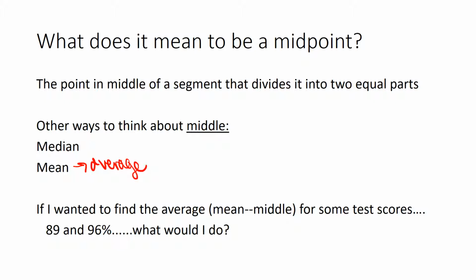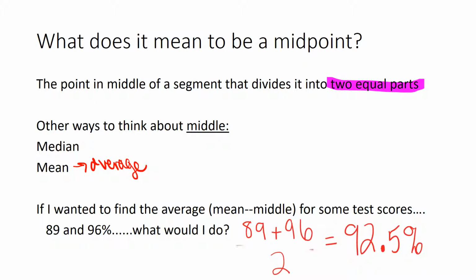And let's look at a little simple example. If I wanted to find the average or the mean or the middle for some test scores, let's say I have two test scores from two students, 89% and 96%, what would I do to figure out the middle between them? When we average something, we take all the numbers, in this case 2, and divide by how many scores we had. So we had two test scores, we add them together, divide by 2, and the middle then becomes 92.5%. So that's my middle, midpoint, average, mean, okay?